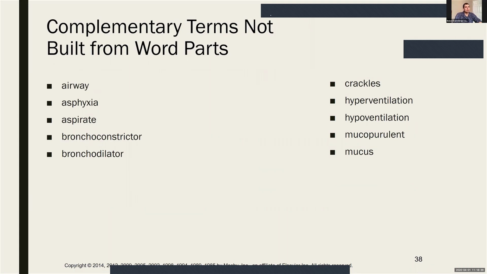Some terms that are complementary to the respiratory system that are not built from word parts. Again, some of these are somewhat built from word parts, but not all. So you see things like bronchoconstrictor, bronchoconstriction, bronchodilator, bronchospasm. Using some terms, so you know it's broncho, so you know it's leading to the airways, the smaller airways. But then constrict and dilate, those are just those English terms that we're using. And here we see hyper and hypo being used, but then they're attached to ventilation. So those are not word parts. Crackles, typically if a patient has atelectasis, we're going to be able to auscultate crackles on our patient.